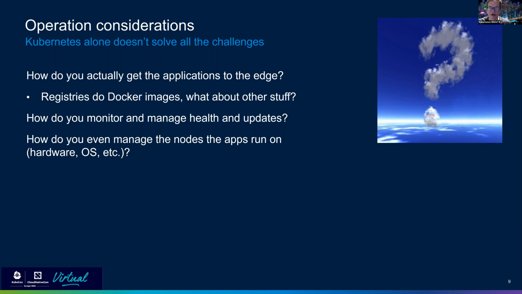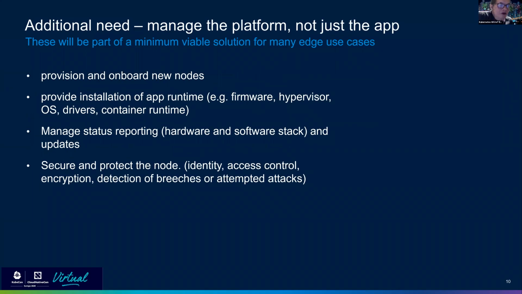If your Kubernetes node runs on top of Linux and Linux needs a security patch, how do you get the updates to Linux out to those edge nodes? How do you monitor and manage the health and the updates and the different aspects of the hardware and the OS that Kubernetes is running on, device drivers, firmware? For a lot of these edge use cases, additional work is going to be the provisioning and onboarding of new nodes.